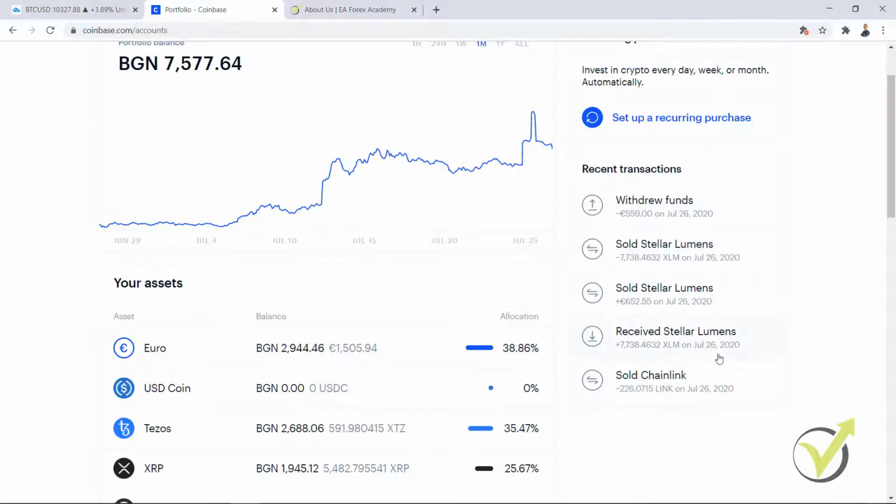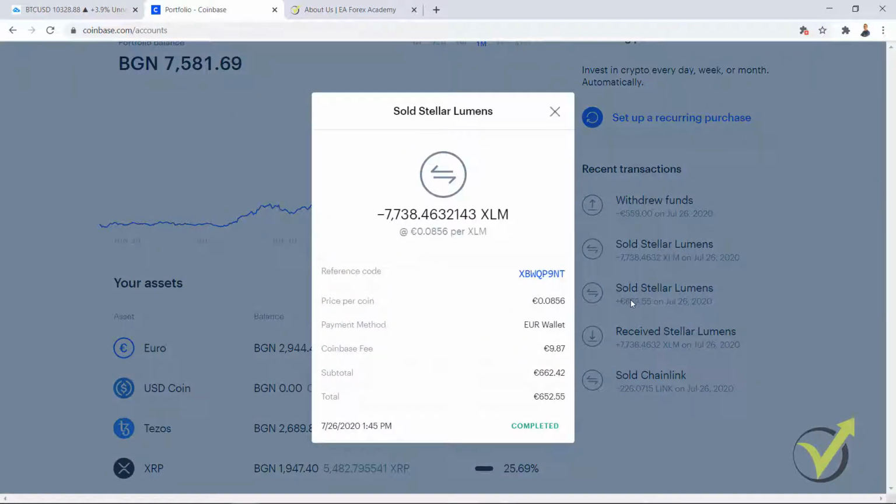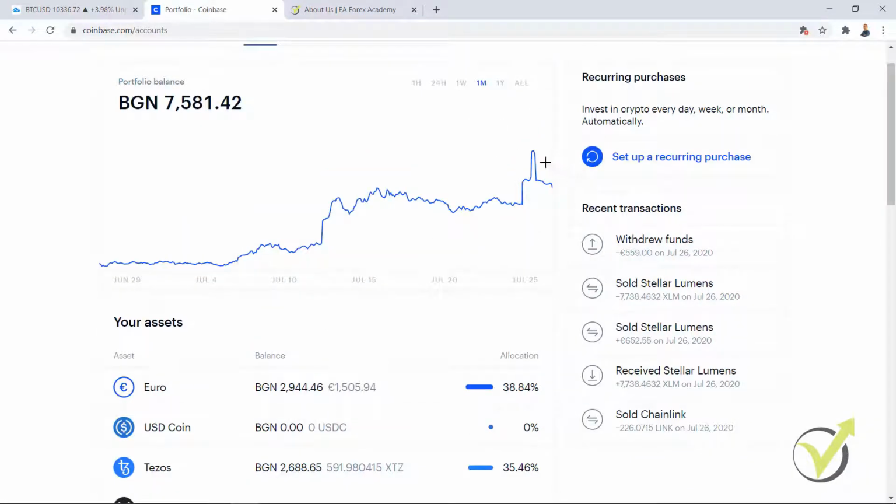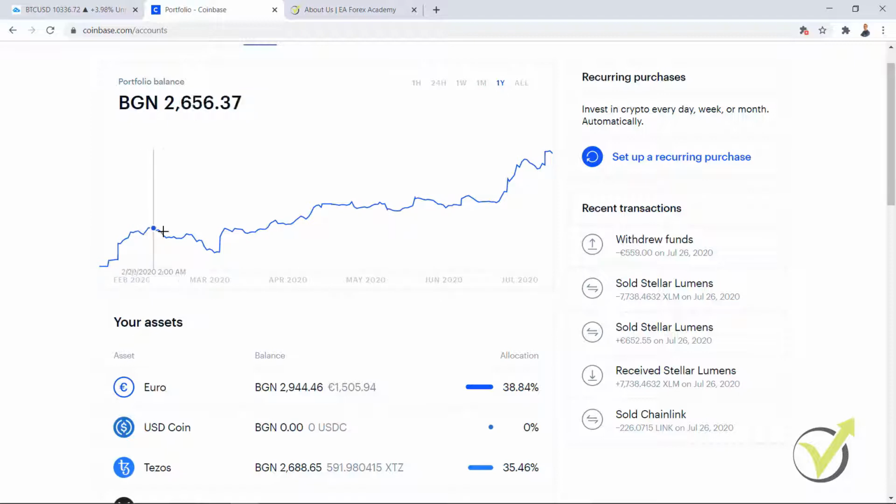And as well, yesterday I sold Stellar. Here it is. I sold 652 euro, and my initial investment was 500 euro, so 152 was the pure profit that I made with Stellar. And that's my overall portfolio in one of the Coinbase accounts that I have. It's very stable, going upwards, and it's in an uptrend, which is very good for me.